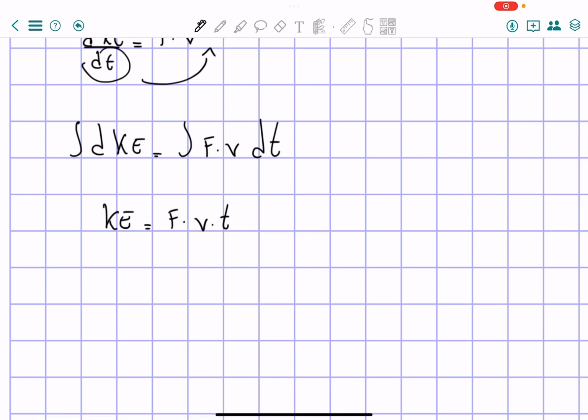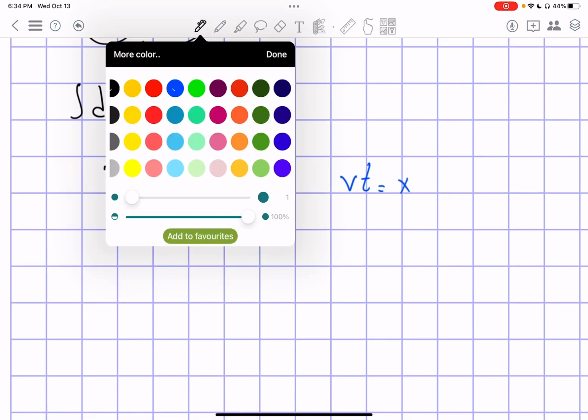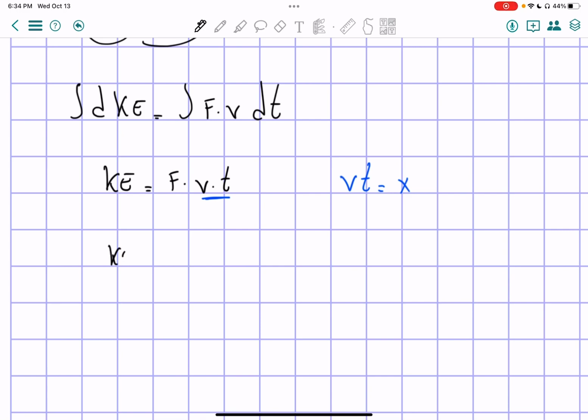Now, you can see immediately that v times dt, v times t, is equal to x, like we had done. So we can say that kinetic energy is actually equal to force times displacement. And we just derived the work-kinetic energy theorem.